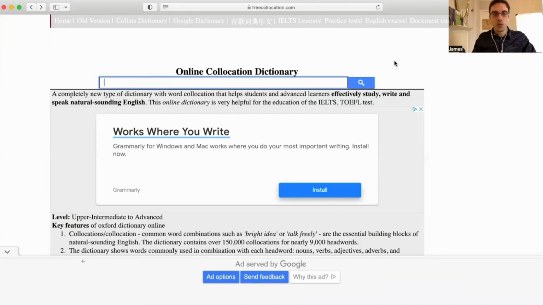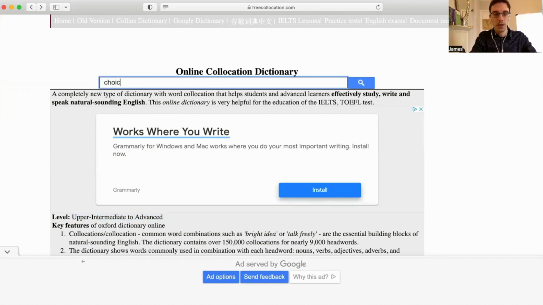Okay, so this is a website called freecollocation.com. Now, this is a little different from most online dictionaries because, as we've been talking about, it not only provides a definition to a word, but also some of its collocations. Now, it does say that the level you should be is kind of upper intermediate to advanced to make the most out of this website. But anywhere from intermediate and up, you'll still find this helpful. So let's test it out.